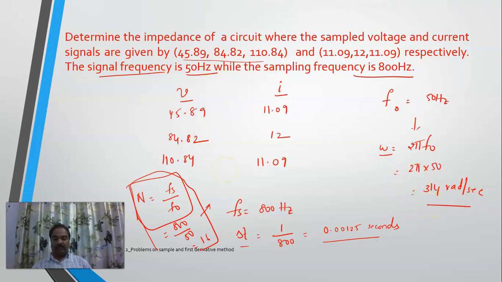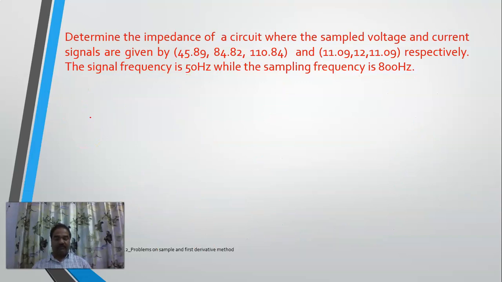To determine the magnitude of Z or the angle of Z, I do require v, v dash, i, i dash, omega and delta t. I do have v, I do have i, I do have omega here, and I do have delta t also here. So these two terms, v dash and i dash, I am supposed to calculate. That we will see now. So how to determine v dash? V dash is equal to v at the next instant minus v at the current instant, divided by delta t.